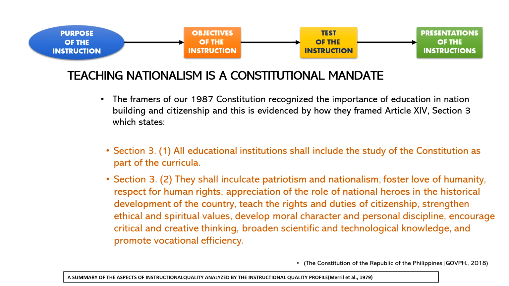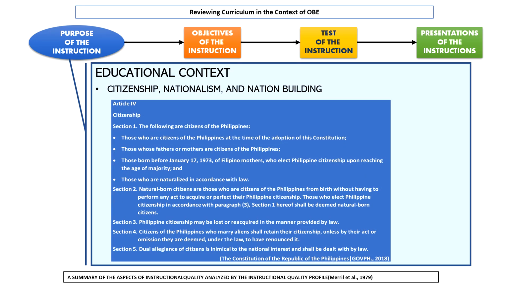Again, this is what exactly I'm talking about: patriotism, nationalism, foster love of humanity, respect of human rights, appreciation of the role of national heroes in the historical development of the country, teach the rights and duties of citizenship, and so on. You can read all of Section 3.2 of the Constitution, and indeed we are all mandated to do so. So again, teaching nationalism is a constitutional mandate.